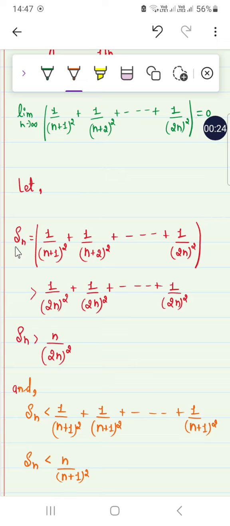Let us try. Let us take Sn equals 1 over (n plus 1) whole squared, plus 1 over (n plus 2) whole squared, and so on, plus 1 over (2n) whole squared, right?